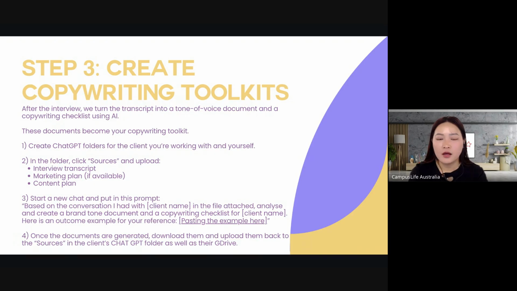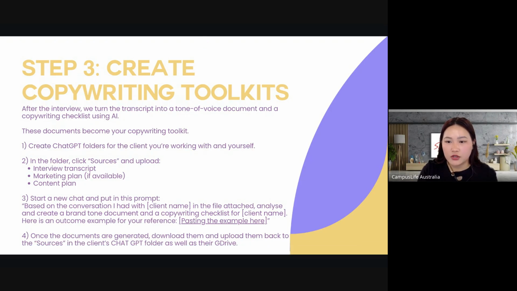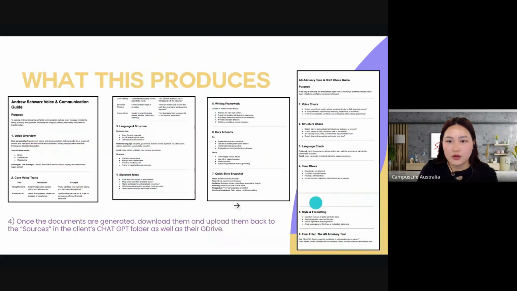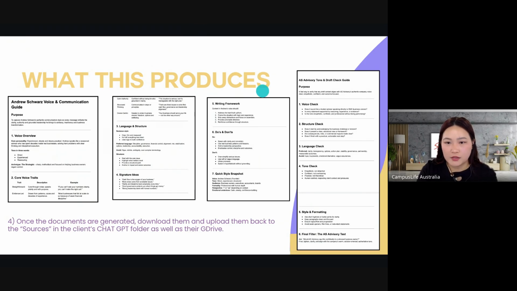Yeah. And then you start a new chat and put in this prompt. So based on the conversation I had with client A in the file attached, can you analyze and create a brand tone document and a copywriting checklist for client name? And here's an outcome example for your reference. And I have the reference here as well, which I can show you. So after you put the prompt, you will expect to receive this document from ChatGPT.